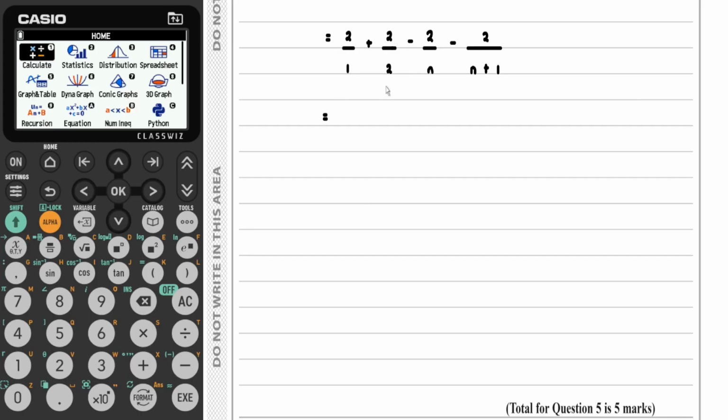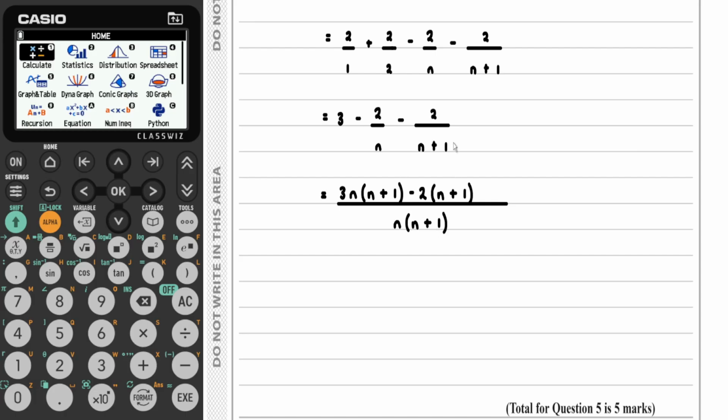2 over 1 plus 2 over 2, that's just 3. Then we have negative 2 over n, and then we've got negative 2 over n plus 1. We have a common denominator of n times n plus 1. So here we have 3 times by n times n plus 1. Then we have negative 2 times n plus 1, negative 2 times by n.